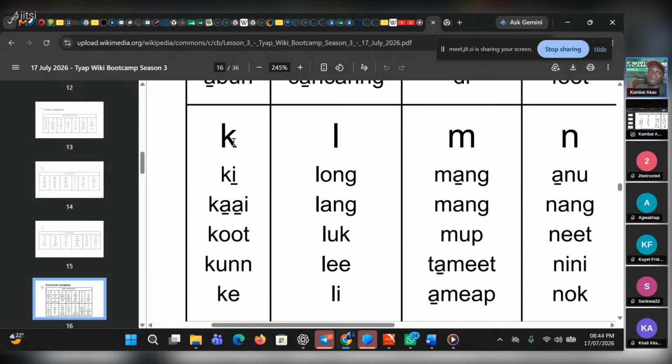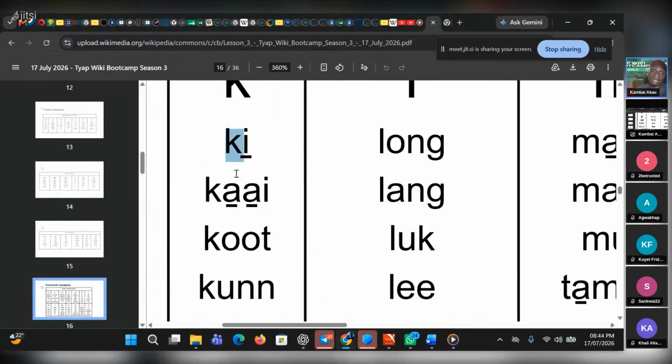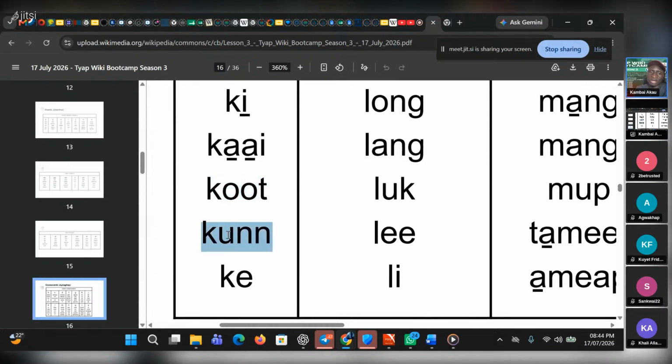And then we have the k sound. Under the k sound, we have examples like k. K means if. It can be k with an underscore. It can be k with I underscore. And then we have kai. It's still the k sound that we are dealing with. Kai means no. We have cold. Cold is to pour something.